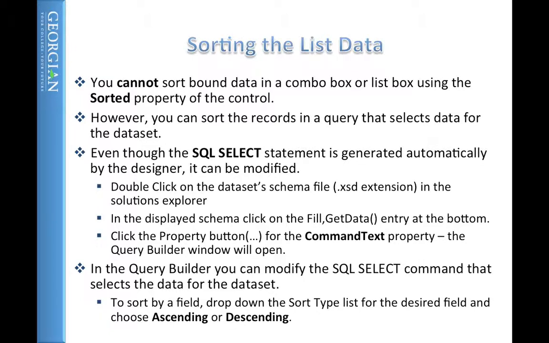The other thing is, if I want to sort my data in a list, there's different ways to do that. But when you have a data-bound control, you cannot sort it through the control itself. Even if you try to use the sorted value in the data-bound control, it won't work. You need to do this through your SQL select statement. Yes, you want to ask your question? So how do I do that?